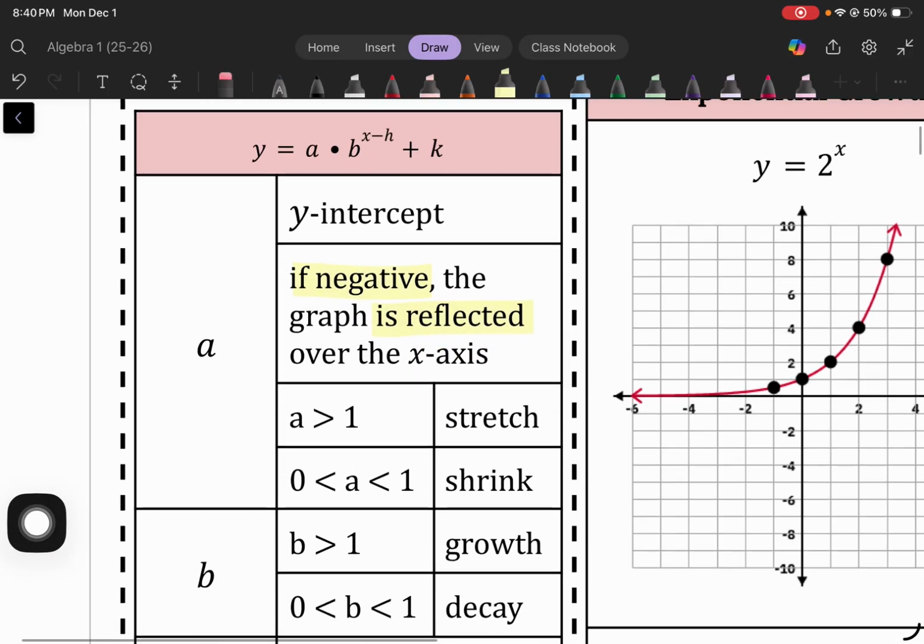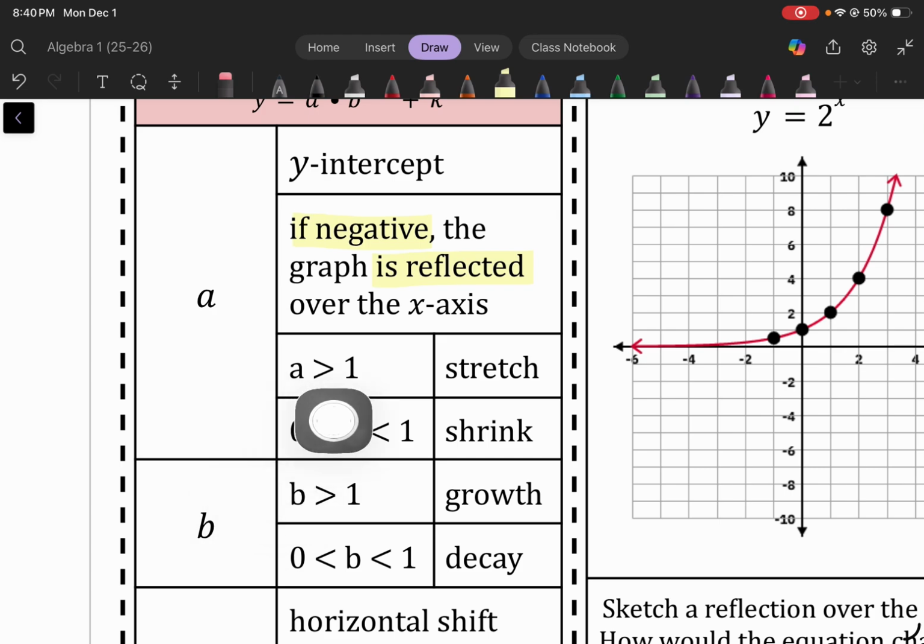Okay? One thing that will happen is that when your A is greater than 1, you'll have a stretch. And then if your A is in between 0 and 1, which we now know can be a fraction, it's going to shrink. Okay? So these are two new words as well that we will be able to see in action down below.